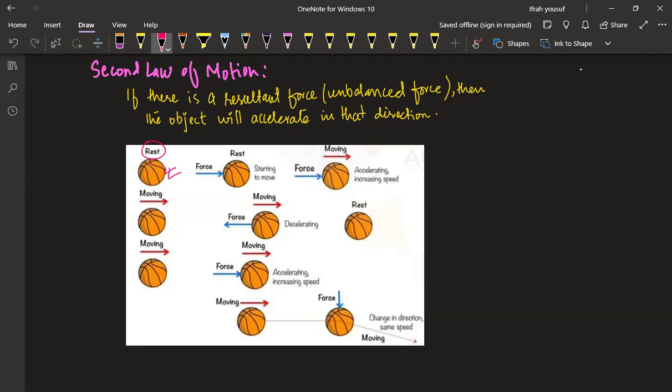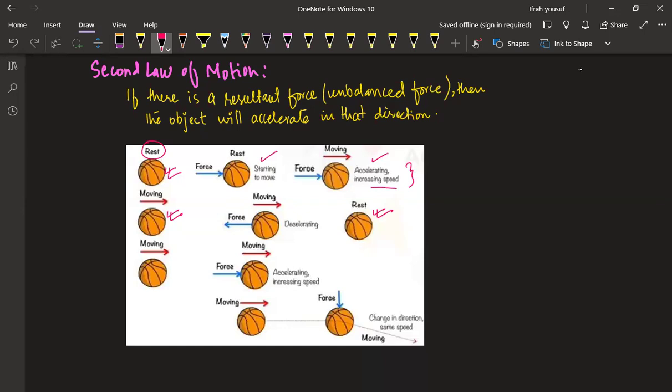It starts moving, right? And then it is going to accelerate. That means its speed is increasing. We have already had a discussion around this. And if the object is moving and we apply an opposite unbalanced force, what will happen? The object will start decelerating. It is going to decrease its speed, and finally it comes to rest, right? Are you getting this?